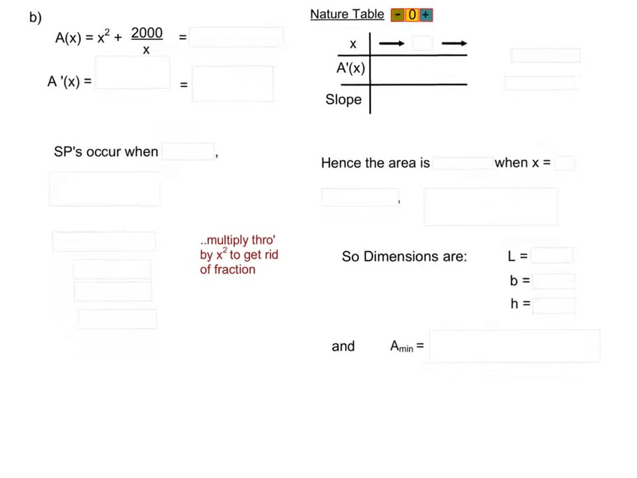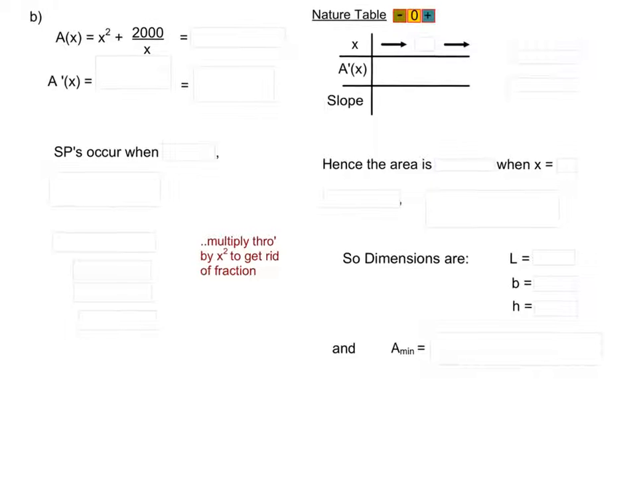So for the second part, it said find the dimensions that use the minimum amount of glass that still gives us a volume of 500 cubic centimetres. So we've got our expression for the area: x squared plus 2000 over x.